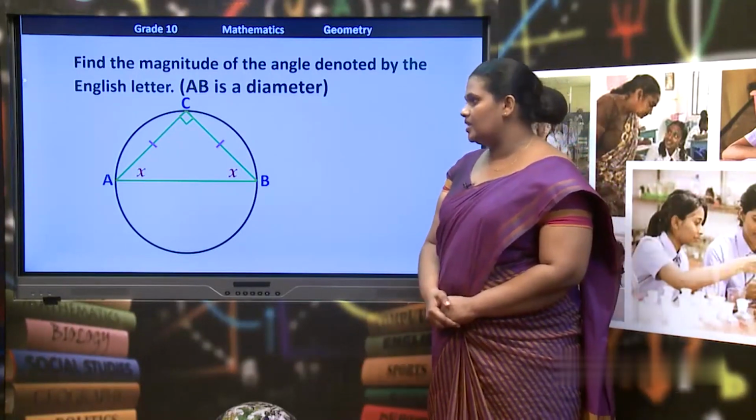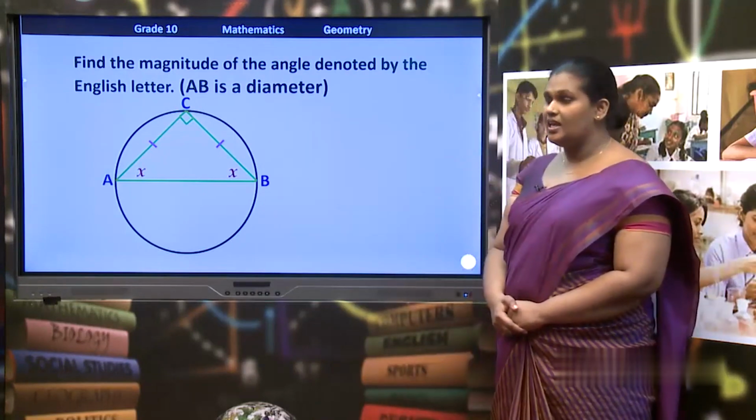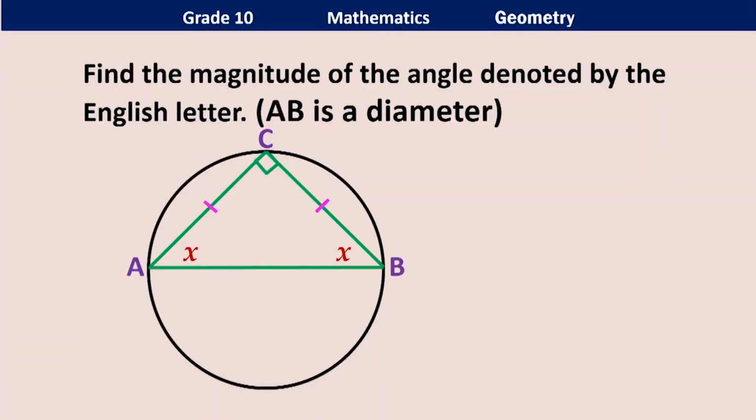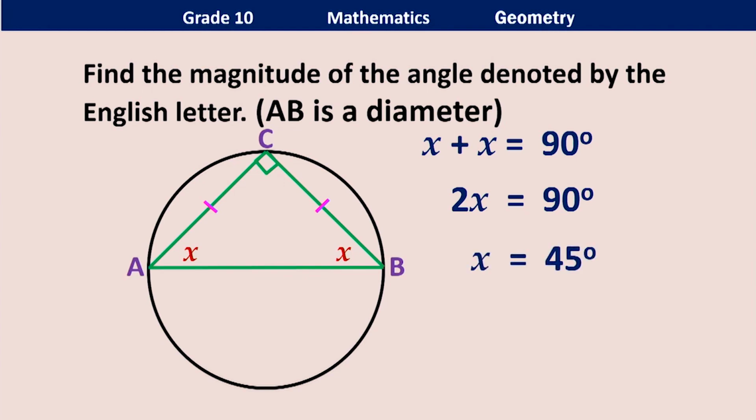Since angle ACB is 90 degrees, I can say angle CAB plus angle ABC equals 90 degrees. Therefore, x plus x equals 90 degrees. So, x plus x can be taken as 2x equals 90 degrees. We can find the value of x by dividing both sides by 2. Therefore, the magnitude of x is equal to 45 degrees.